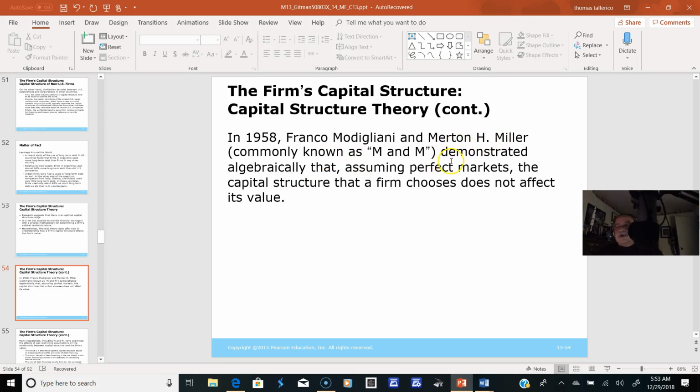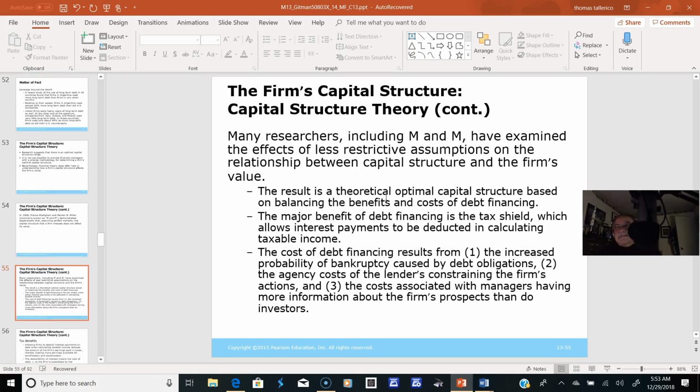Modigliani and Miller, known as the M&M boys, demonstrated algebraically that if you have what's called perfect markets, which was discussed in your book, meaning all the available information is there for you, then whatever capital structure you choose does not affect the company's value. There's been a lot of back and forth on that. So they basically have this theoretical optimal capital structure based on debt financing, because like I said, a lot of companies like to do debt financing.